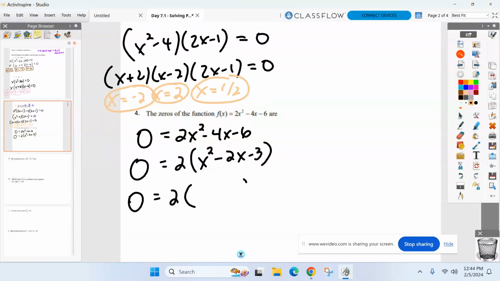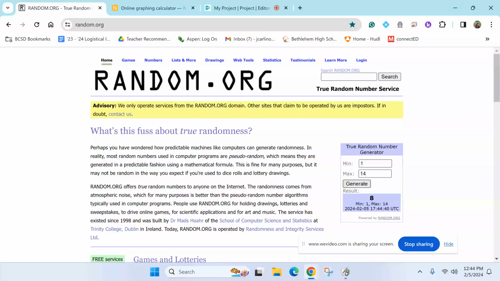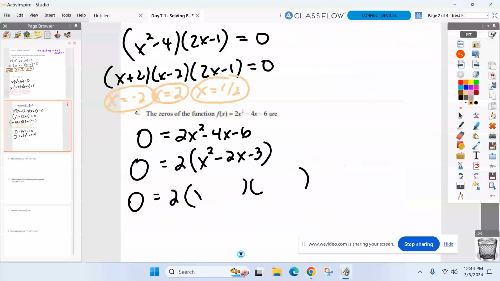Keep that GCF. All right, I need 2 numbers from somebody. Multiply to -3 and add to -2. Gabby, you said multiply to 2 and add to 3? No, I did not. Multiply to 3. Multiply to the last term and add to the middle. Multiply to 3 and add to... 3 and 1. Thanks.